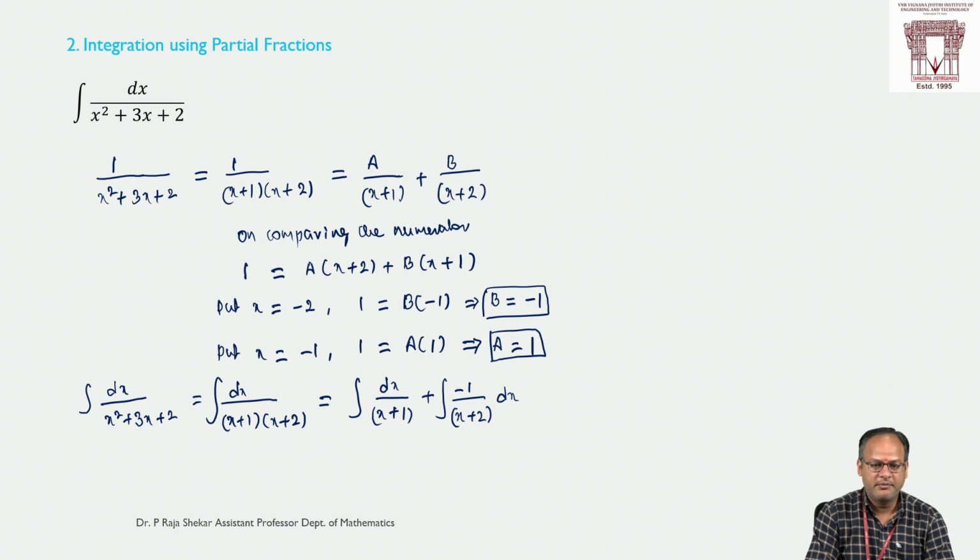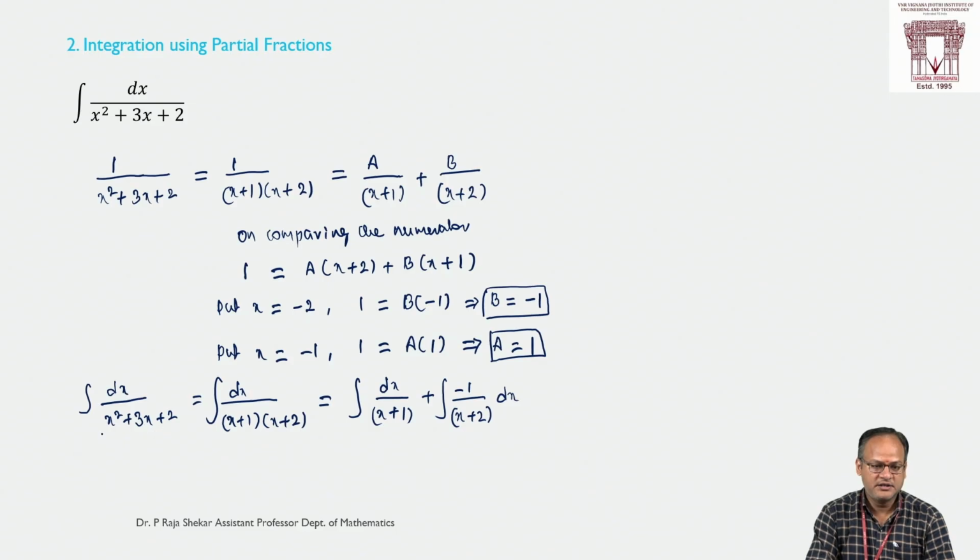We find out the constant values A and B by using the partial fractions method. So how can it be done? By comparing the numerators. On comparing the numerators, on the left hand side we only have 1, and on the right hand side, upon cross multiplying, it is A into x plus 2 plus B into x plus 1. And in order to determine the A and B values, we replace x by minus 2 and minus 1, and correspondingly we got the B value as minus 1 and the A value as plus 1.